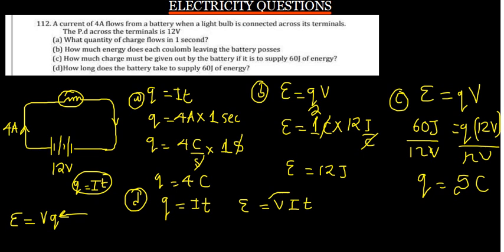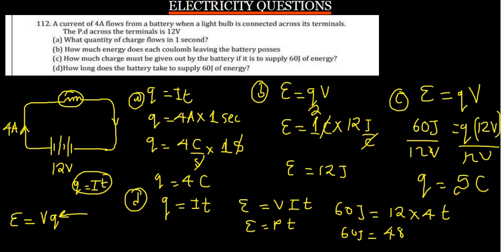And we know that voltage multiplied by current is power. So energy is simply power multiplied by time. But in this question we don't know the power, so we'll just use this. We've already been told energy should be 60 joules, and that should be equal to voltage. Voltage in this question is 12, and then current is 4, and then multiplied by time. So 60 joules is equal to 12 times 4, that is going to give us 48 multiplied by time.